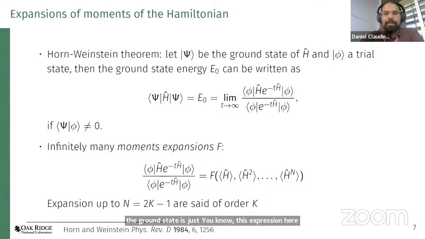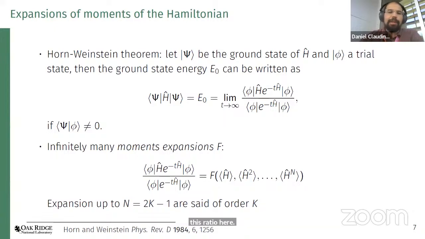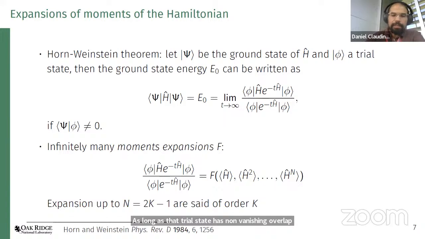Now we know that the ground state energy, given the ground state, is just this expression here, the Hamiltonian sandwiched between the bra and the ket. But interestingly, if we introduce this parameter t and it goes to infinity, then we have this ratio here that converges to the ground state energy that we want, as long as that trial state has non-vanishing overlap with the true ground state. Now, we go from one roadblock to another, because that is only true for this continuous parameter t when it goes to infinity. So we can't do that.